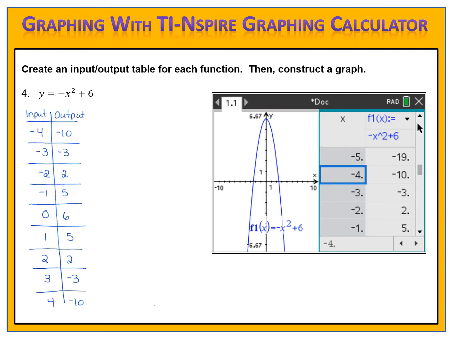Let's see how you did. Here's what the input and output table looks like. The first input that will fit on the graph is -4, -10; -3, -3; -2, 2; -1, 5; 0, 6; 1, 5; 2, 2; 3, -3; and 4, -10. Take a moment to make sure that your input and output table matches this. If it does, then go ahead and write the ordered pairs, the points that you will plot on the graph, and then plot them on the graph. Please pause the video here.